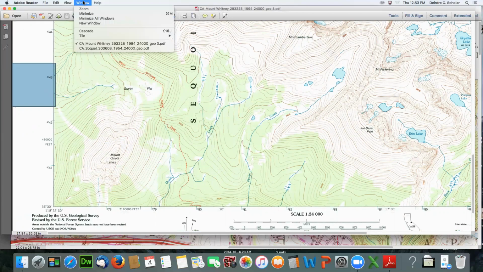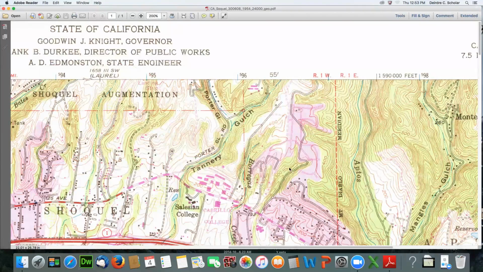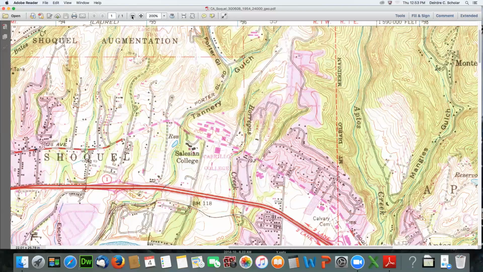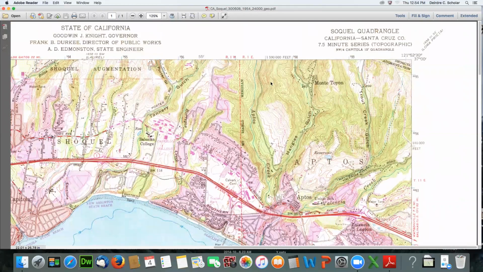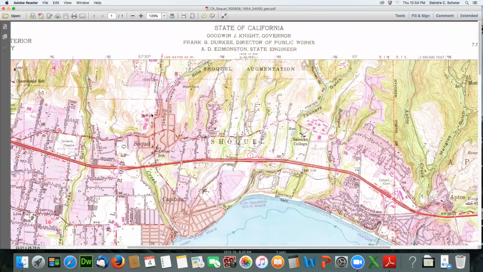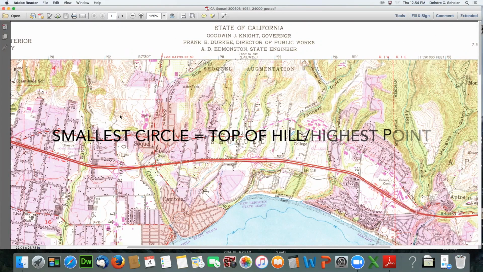Let's take a look at the Soquel quad and see if we see a similar pattern going on. Let me zoom out a little bit first. And right over here, we have a mount. It's called Monte Toyon. And in fact, we do see these circles. We see two circles. So this is a pattern that you'll see on maps. Wherever we have these hills, the smallest circle is the top of the hill, and the largest circle on the map indicates the base of that hill or mountain.